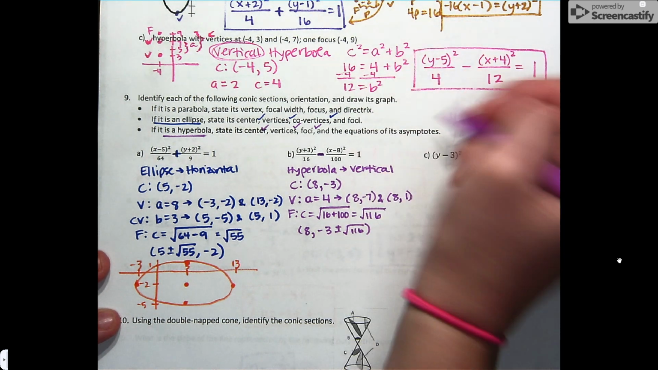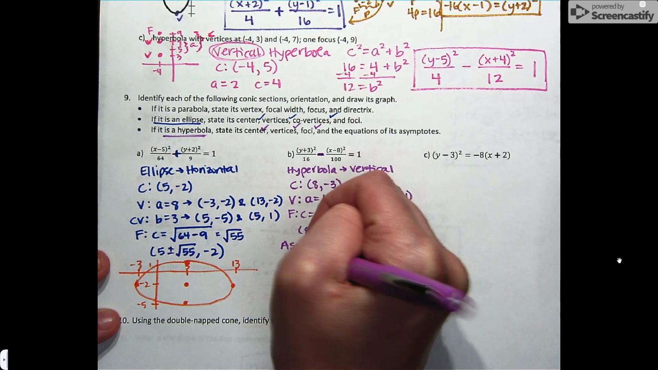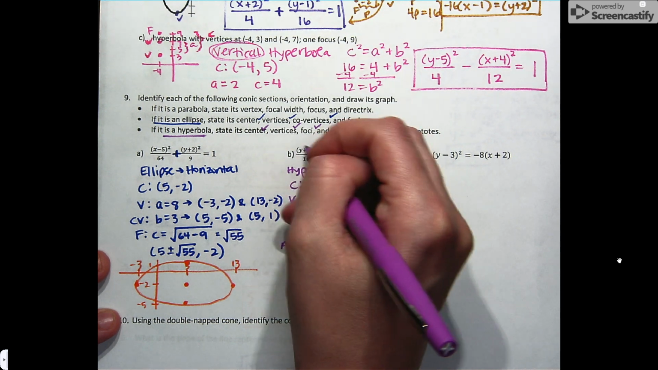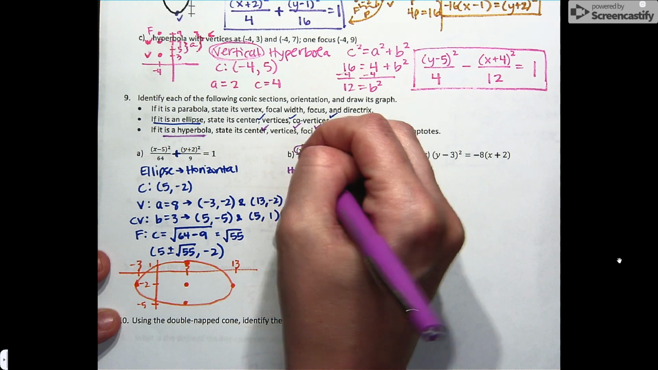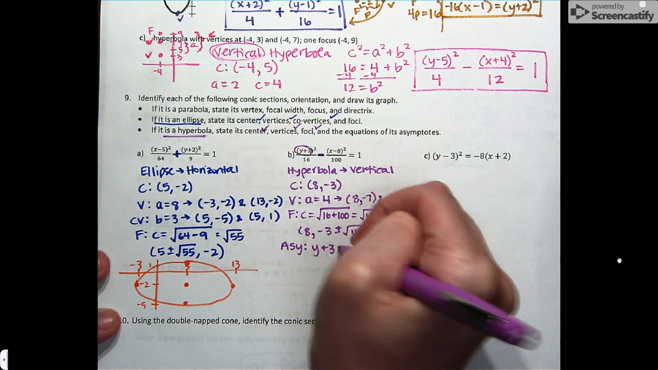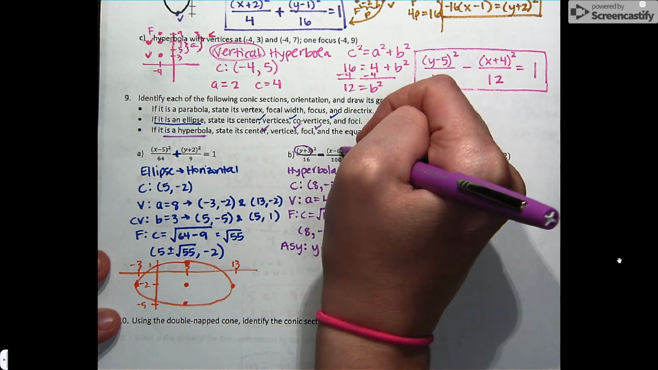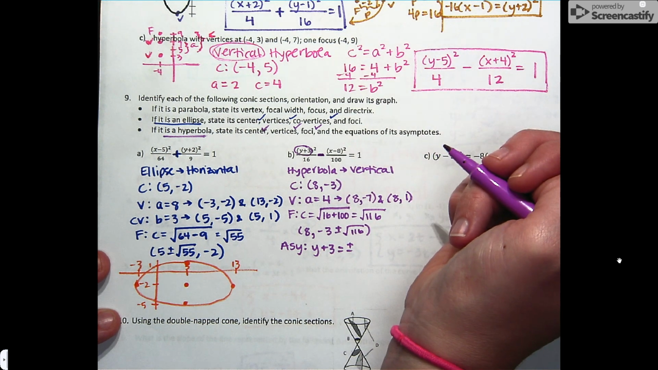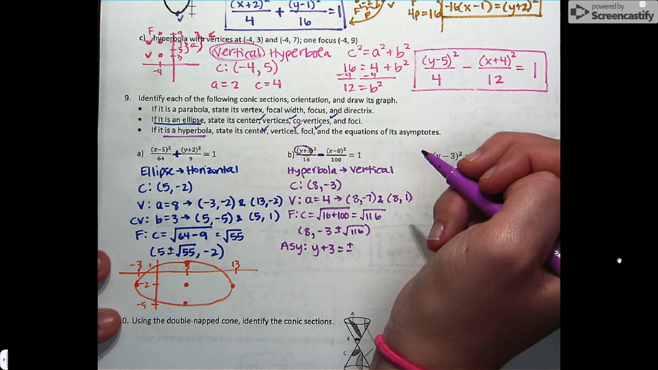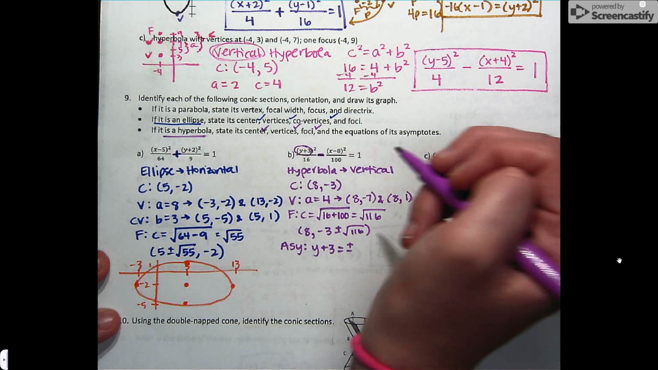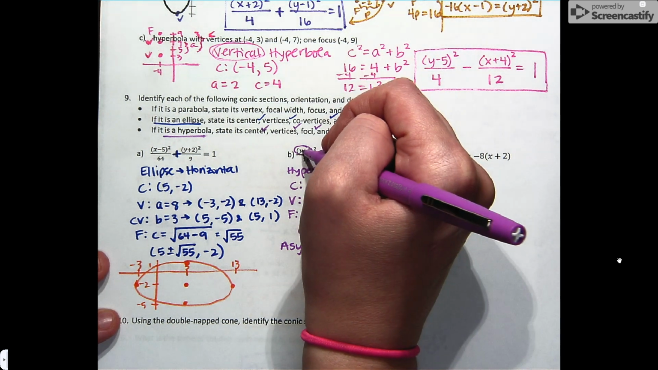Okay, and then I need my equations of my asymptotes. So my asymptotes, you take the y part of your center, just get rid of the squared. So it's going to be y plus 3 equals plus or minus. Then you do the slope. Remember, we talked about this a lot on this video already. Slope is rise over run. So rise deals with what's underneath y.